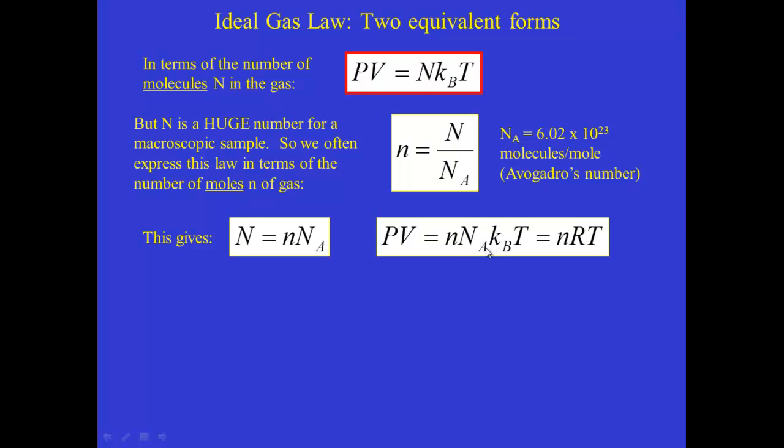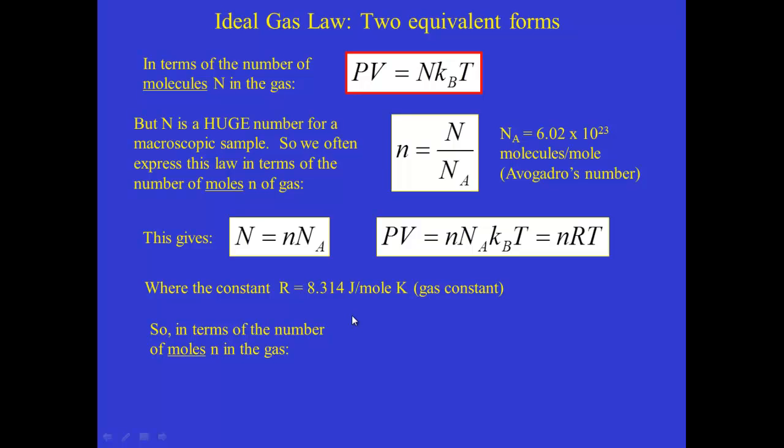Na and Kb are two independent constants, but when we multiply them together, they also just form a constant. And capital R is the gas constant, and it's simply the product of Avogadro's number and the Boltzmann constant, and we get the value to 3 decimal places of 8.314 joules per mole Kelvin.